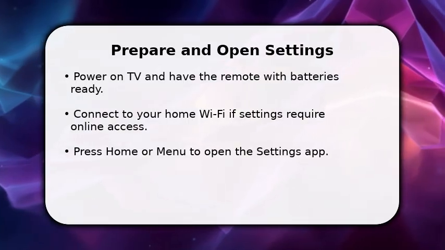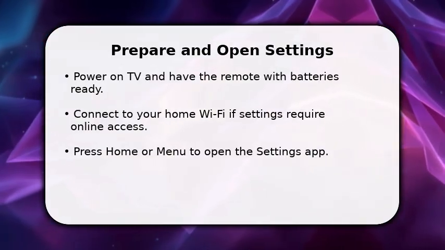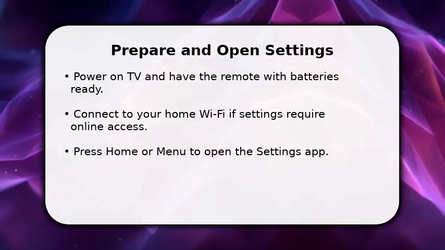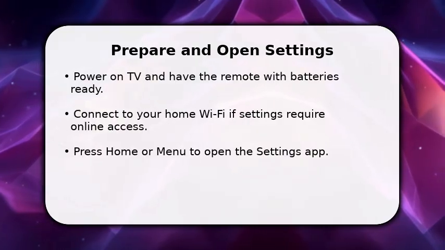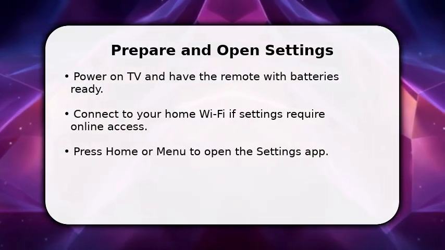Make sure the TV is connected to your Wi-Fi because some voice features reference cloud profiles. After entering settings, navigate toward System, Device Preferences, or Accessibility. These are the typical places voice control options live, so you can find the control and proceed to change it.